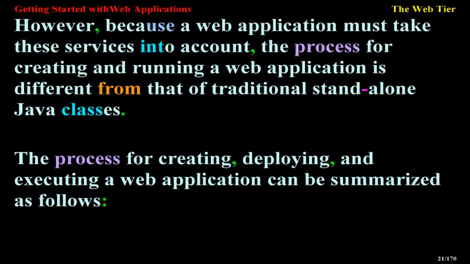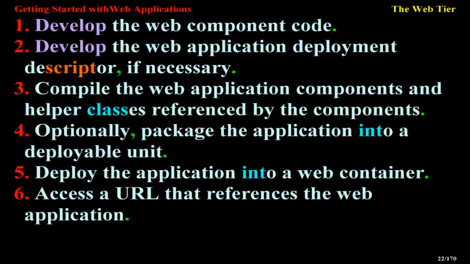The process for creating, deploying, and executing a web application can be summarized as follows. Develop the web component code. Develop the web application deployment descriptor, if necessary. Compile the web application components and helper classes referenced by the components. Optionally, package the application into a deployable unit. Deploy the application into a web container.